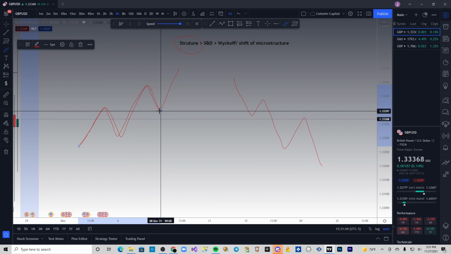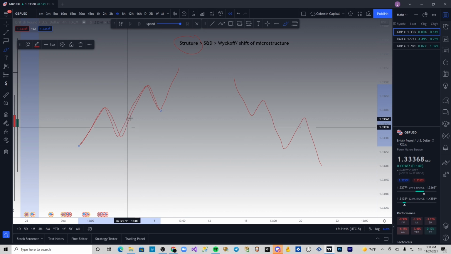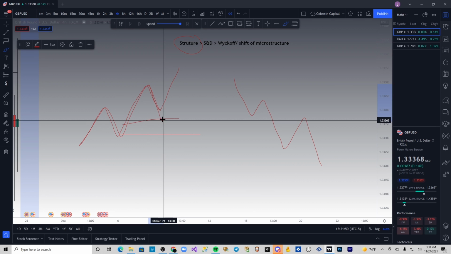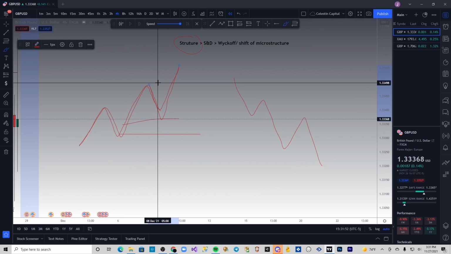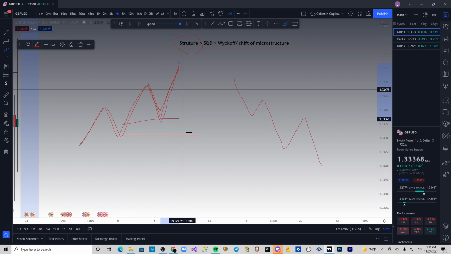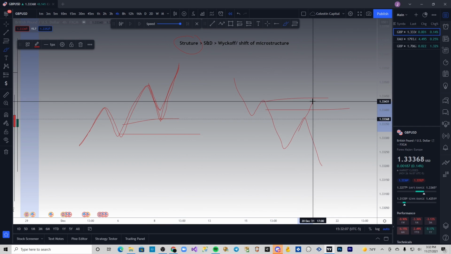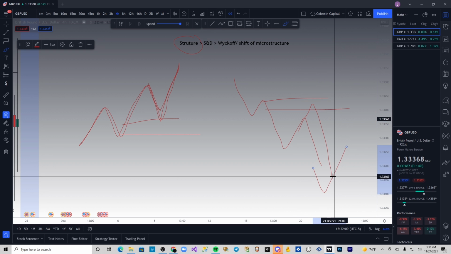So what I can expect the market to do when it pulls back is pull back into a supply or demand zone before continuing structure. The market can do whatever it wants to, but I'm anticipating for it to pull back to a supply or demand zone. In this case, in an uptrend, I'm looking for it to pull back into a demand zone. In a downtrend, I'm looking for it to pull back into a supply zone and continue structure to the downside.